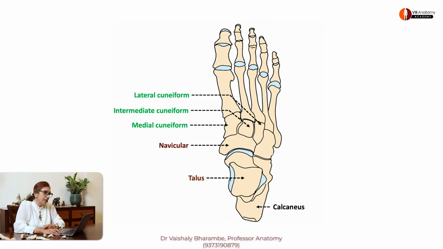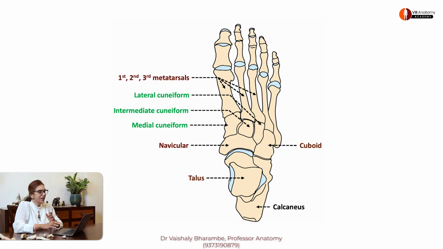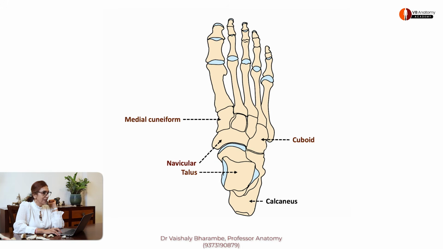Proximally articulating with navicular, distally with first, second, third metatarsal bones, laterally with the cuboid. Again, self-explanatory, you needn't have me teaching you this basics. But there's something very interesting happening here. This is medial cuneiform. This is intermediate, see it's red. And this is lateral cuneiform.